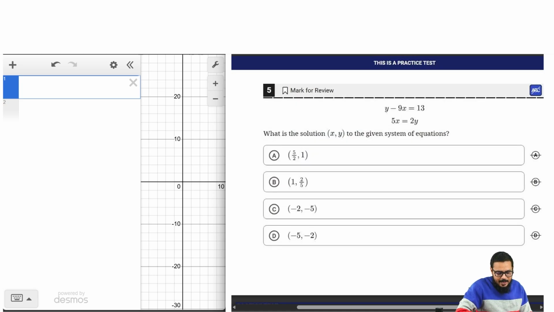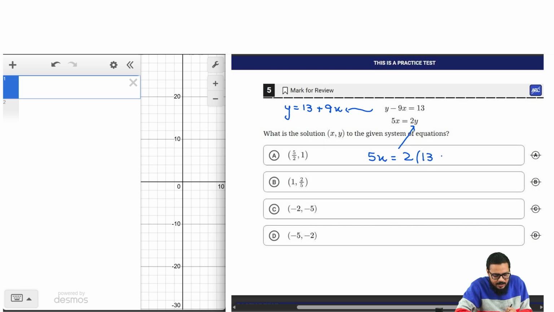What is the solution x comma y to the given system of equations? Genuinely a desirable question, but let's try to do this question manually just to build that algebraic fluency very much required in your SAT papers. So if I try to make y the subject of the formula in the first equation, what is my y? y is equivalent to 13 plus 9x. Let's just substitute this value of y in my second equation. That's 5x is equal to, and then twice the number y.